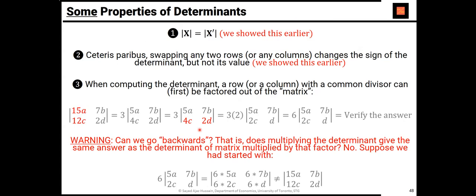Some interesting things. We showed earlier the determinant of a matrix is the same as the determinant of the transpose of that matrix. We showed that if you swap any two rows, you'll get the same determinant with the opposite sign. If you swap any two columns, you get the same determinant with the opposite sign. This is a little bit tricky.